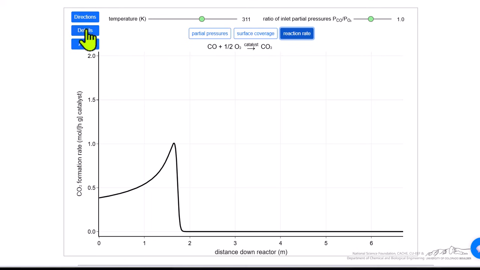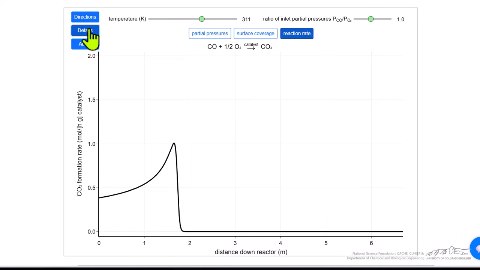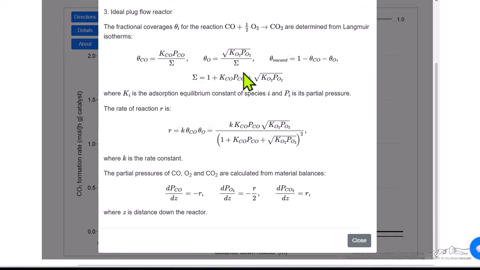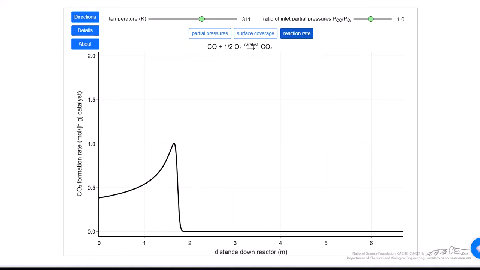Now, in this interactive simulation, we have some brief directions that say some of the same things I just explained. And we have details that show the equations used to generate the curves. So many catalytic reactions can behave similar to the Langmuir-Hinshelwood mechanism, and therefore show behavior that we might not expect for just gas phase reactions, that reaction rates can increase even as the partial pressures of reactants decrease.